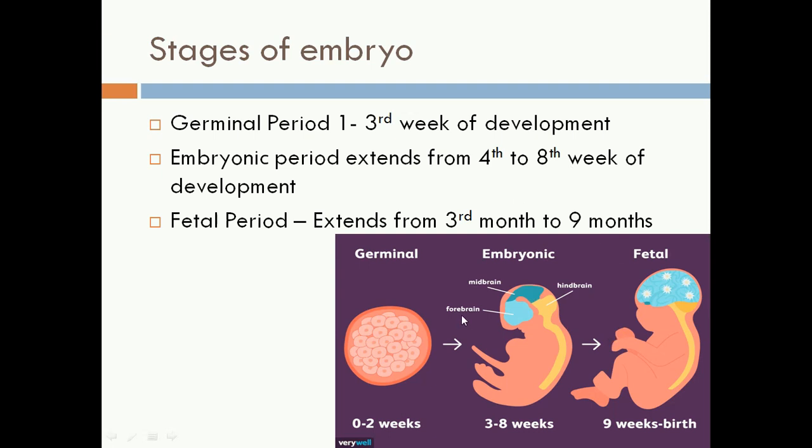So the development of the fetus can be divided into the germinal period, embryonic period, and fetal period. The germinal period is just in the form of a cellular stage. The 3rd to 8th week period is the embryonic stage. 9 weeks onward up till birth is called the fetal period.